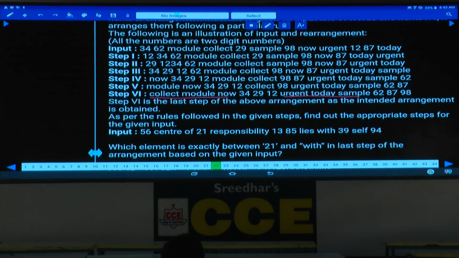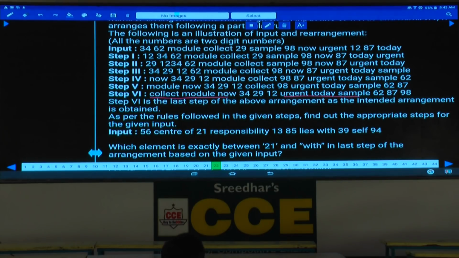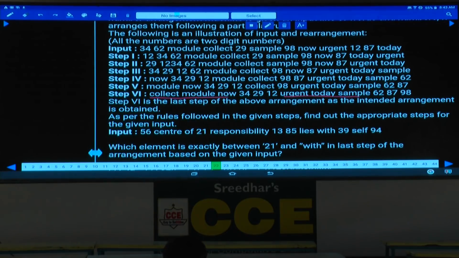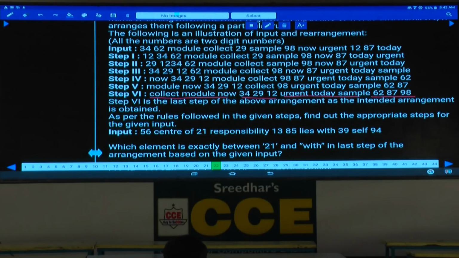And similarly here, in this 34, 29 and 12, what is the relation among these numbers? 34, 29 and 12 and 62, 87, 98. These 3 numbers are in the descending order and these 3 numbers are in the ascending order. Clear now? Then how were these elements arranged? 12 is coming to the first place, that means the least number is coming to the first place, and the highest word, urgent, is arranged at the last place.